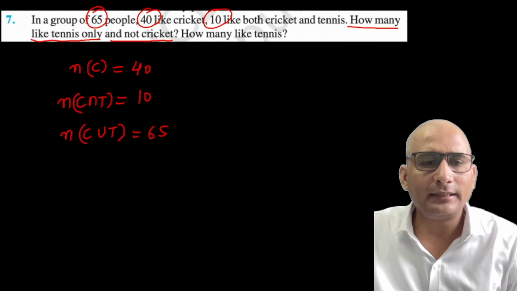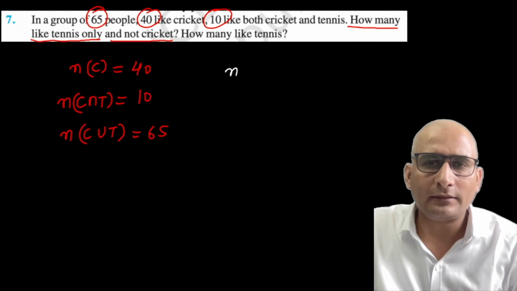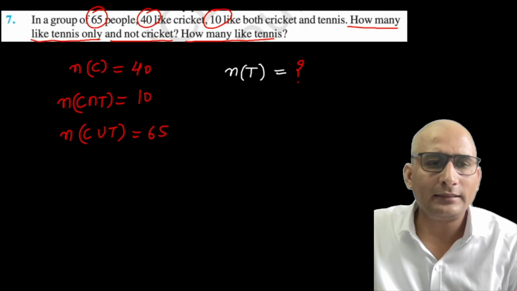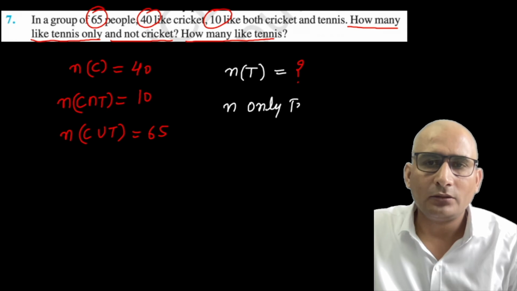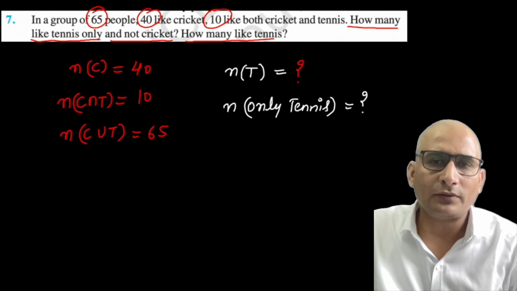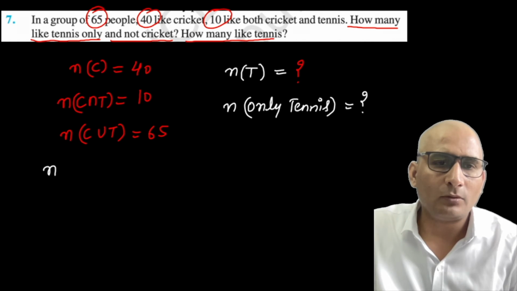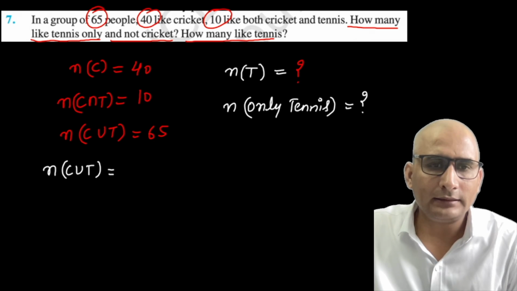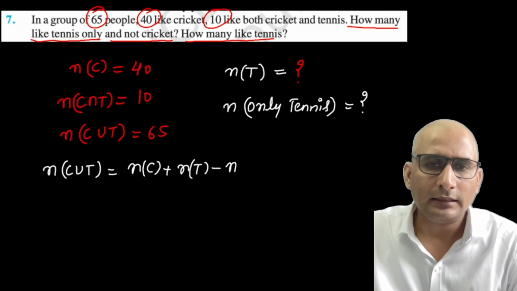So first, let's find from the given data how many people play tennis. This is the second part of the question, how many like tennis. So first of all we find how many like tennis, and second we find only tennis, those who play only tennis, right, only tennis. So how to find these two things? First of all, let us apply the formula here. That formula we know, N of C union T is equal to NC plus NT minus N of C intersection T.